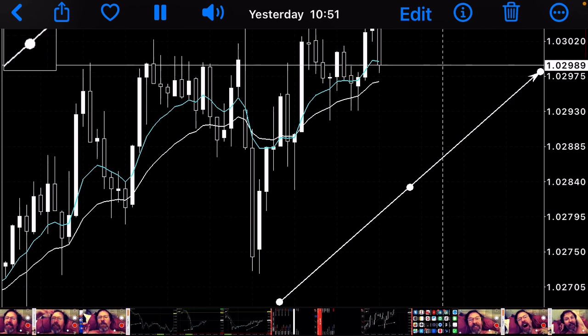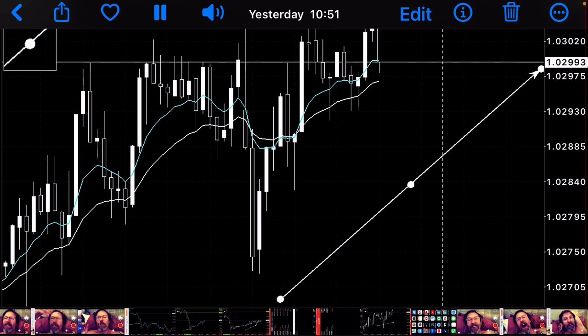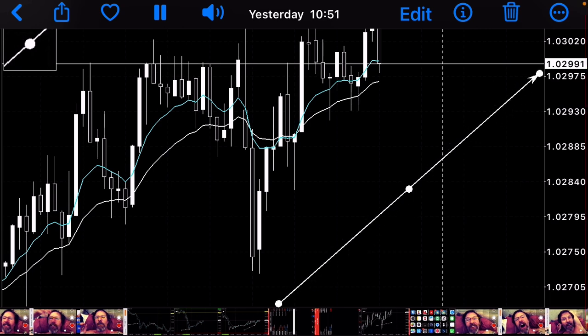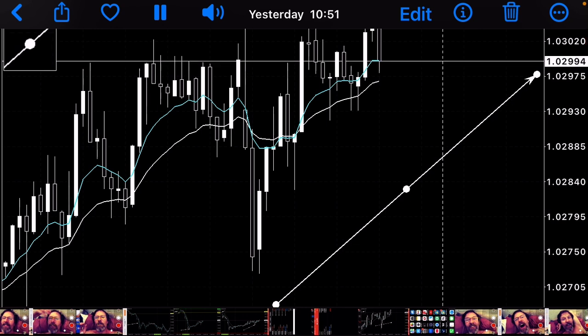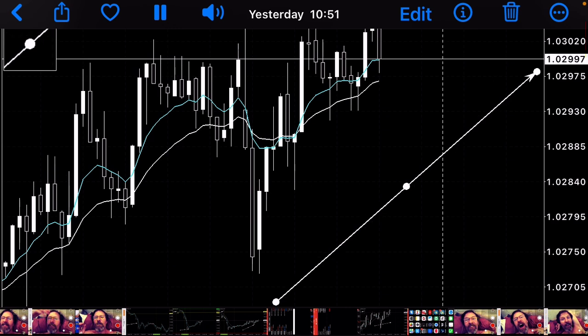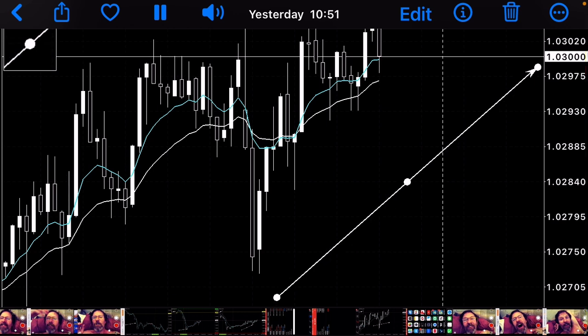$1.2987, and now it went 989, 988, 992, 993, as it goes up and down. So from 990 to 991 is 50 cents. 97 to 96 is 50 cents. Now it's at 03000.